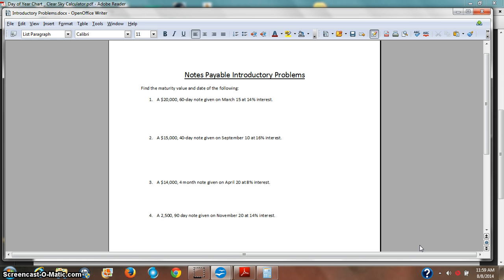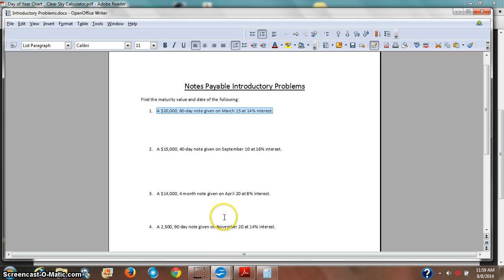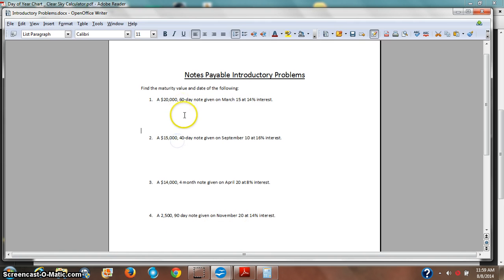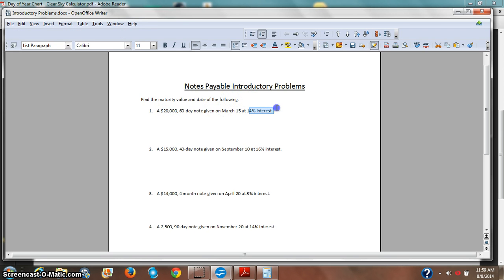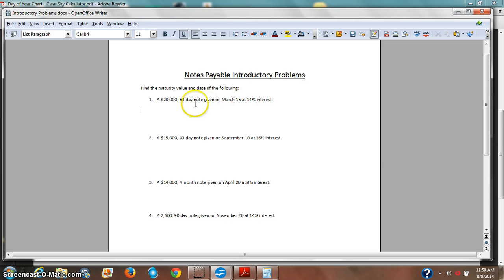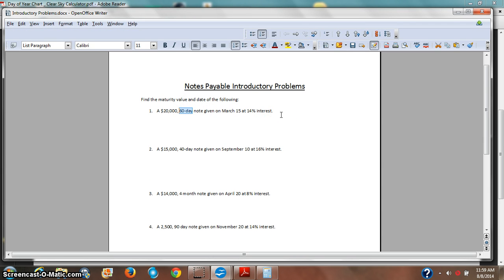So before we get much into the journal entries and so forth for notes payable, we're going to work on finding the maturity value. So first of all, we're going to just do some problems to do that. To find the maturity value, it's the principal times the interest rate, but then I also have to multiply it times the period. And how that works is that the interest rate is given in terms of years.